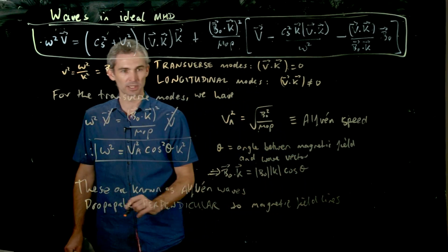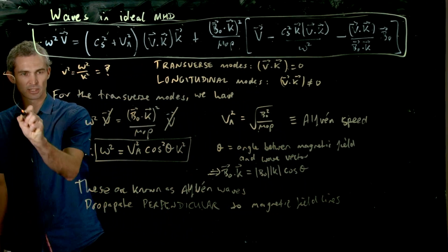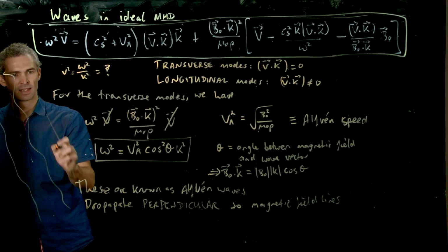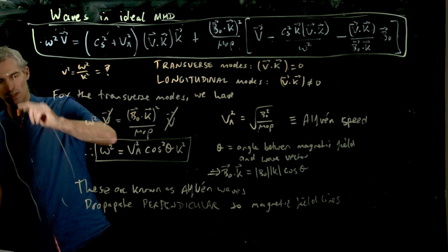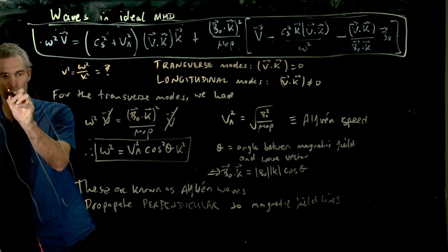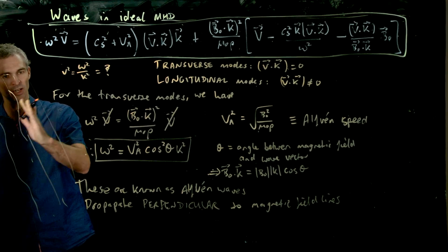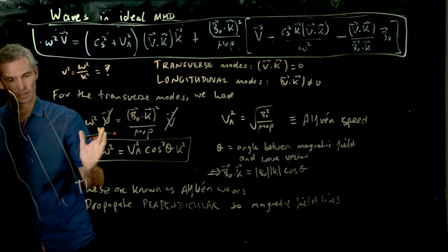So what does this mean? Well, you can imagine a magnetic field line. Imagine I've got some magnetic field like this. Let's imagine it being straight to begin with. This is my background field. And I'm taking a perturbation now in my magnetic field direction. And this wave propagates transverse to the field lines.